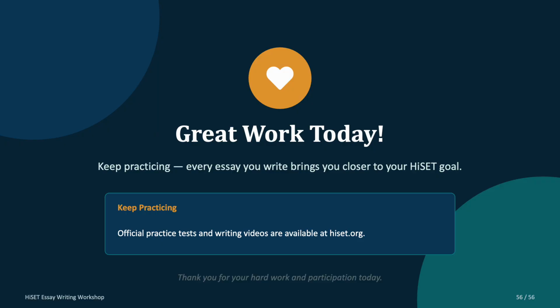When you take the HiSET, remember the steps. Understand the question, read both passages, choose your position, plan your reasons and evidence, write your thesis, develop your paragraphs, acknowledge the other side, use transitions, and most importantly, revise and edit.